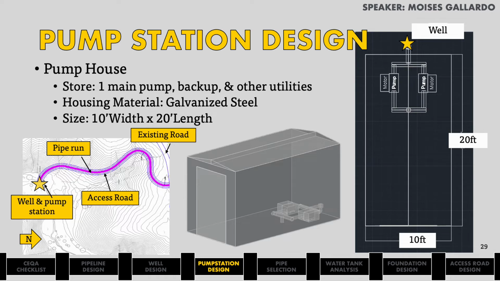The structure will house our one main pump that will be running at all times, one backup pump in case of maintenance, as well as any other utilities that are necessary to keep the pumps operational. The next slide will discuss the pipe selection.